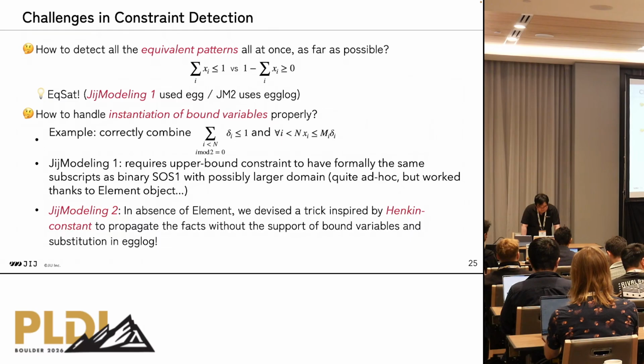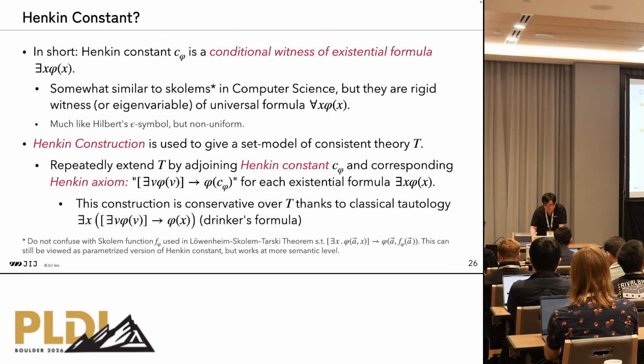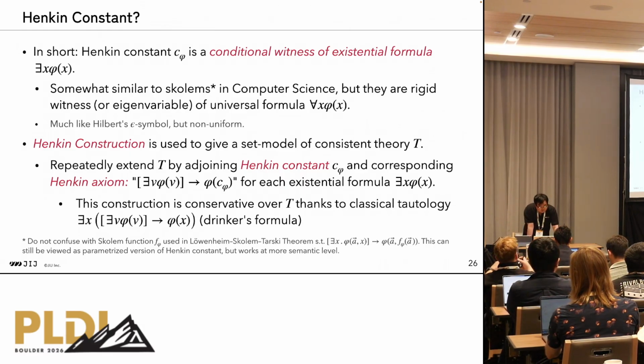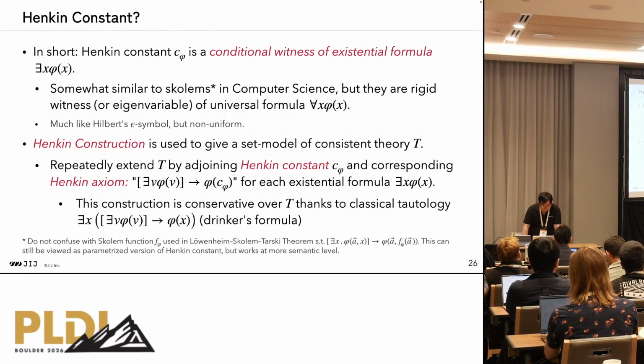And this led us to a trick inspired by Henkin constants, which propagates paths without proper built-in support for bound variables and substitutions in Egglog. Okay, so what is a Henkin constant? A Henkin constant is used in the proof of the completeness theorem for first-order classical logic. And in short, a Henkin constant is a conditional witness for an existential formula.